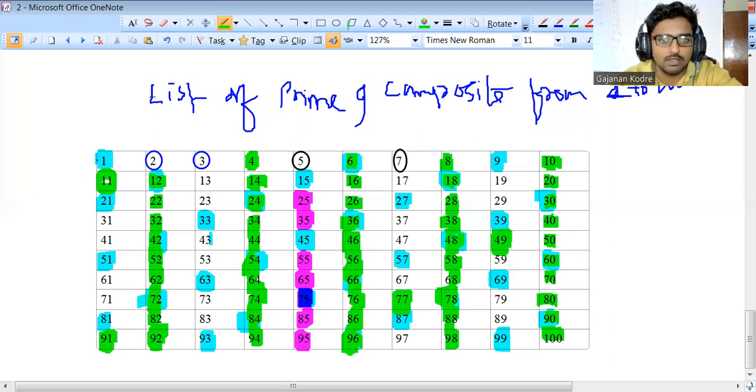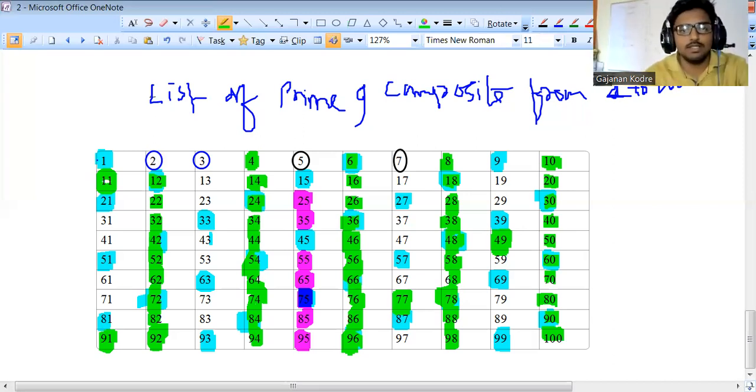Just a minute. I'm going to encircle the numbers. Now, whatever numbers you are able to see, those are prime numbers. 2, 3, 5, 7, 11, 13, 17, 19, 23, 29, 31, 37, 41, 43, 47, 53, 59, 61, 67, 71, 73, 79, 83, 89, 97.